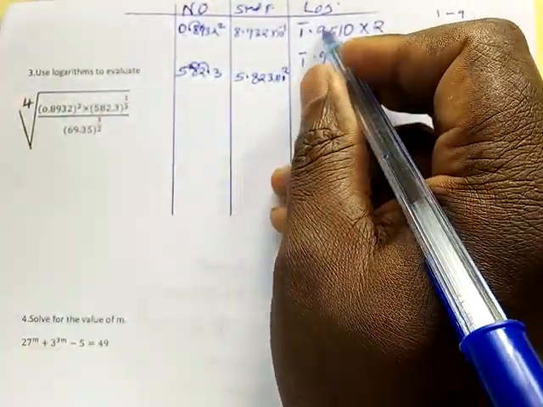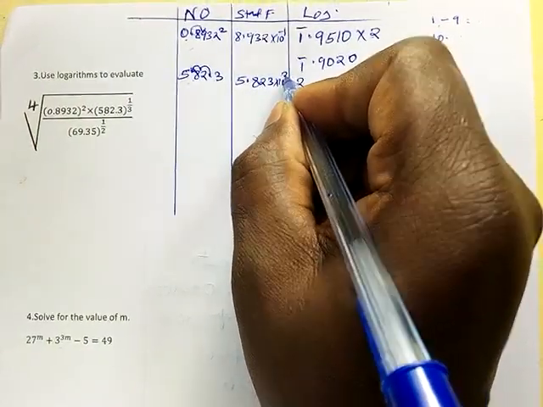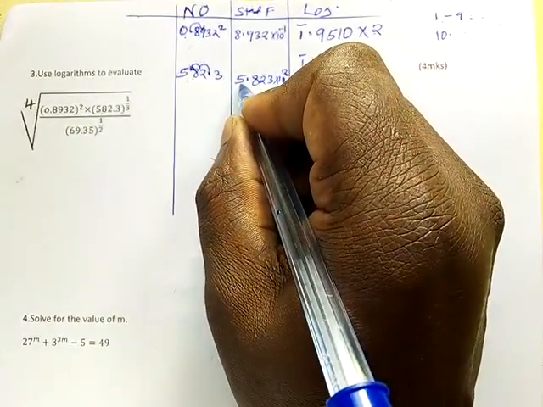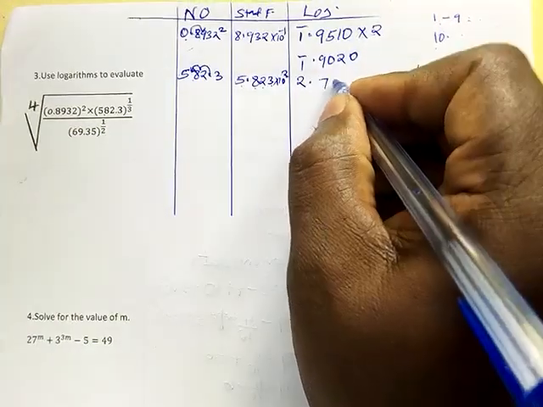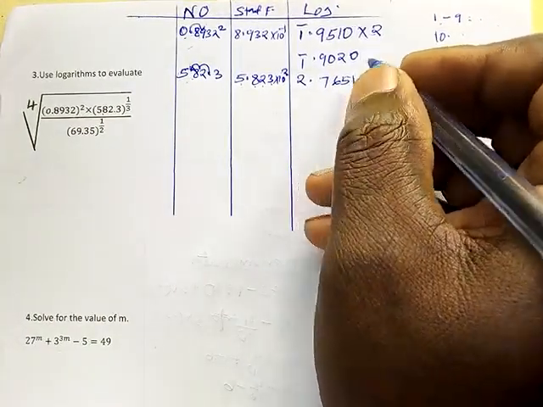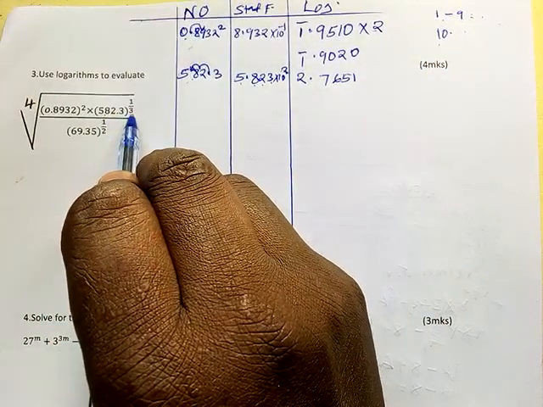So now let us go to a log. Our characteristic here is 2. And then the mantissa, we will get it from the table of 5.823. And that one will give you 7651. But now, this number has been raised to power a third.